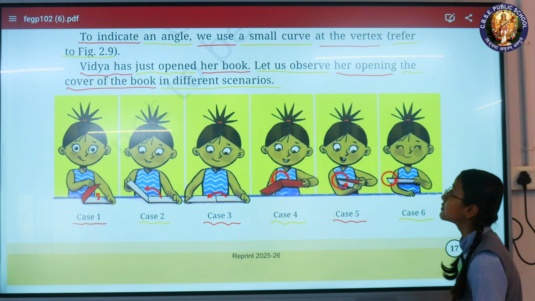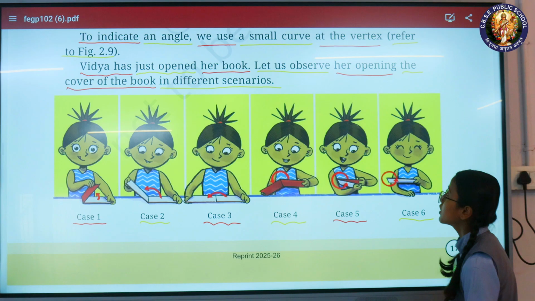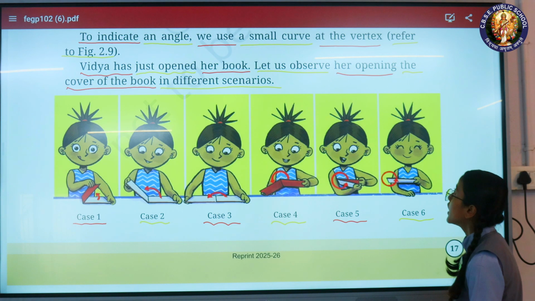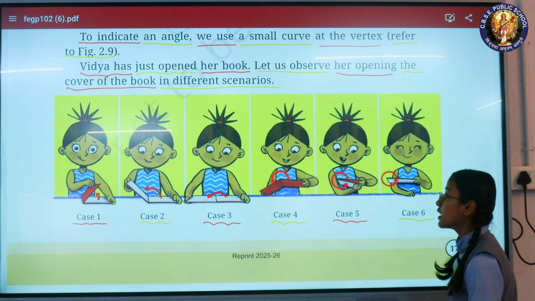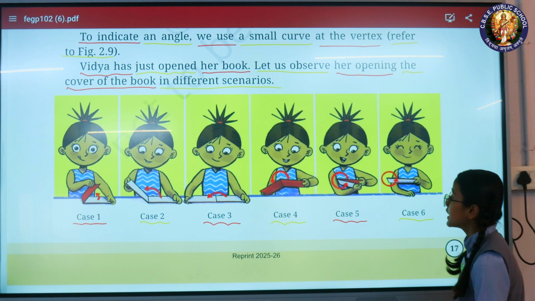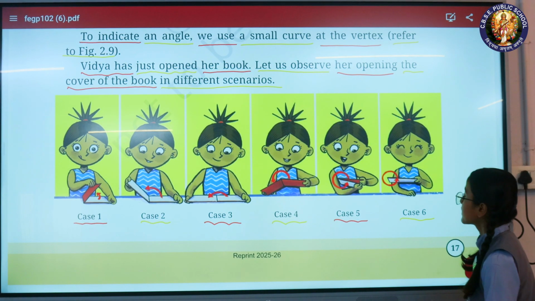Vidya has just opened her book. Let us observe her opening the cover of the book in different scenarios. Case 1, Case 2, Case 3, Case 4, Case 5, Case 6.